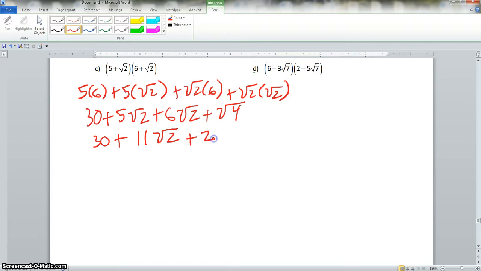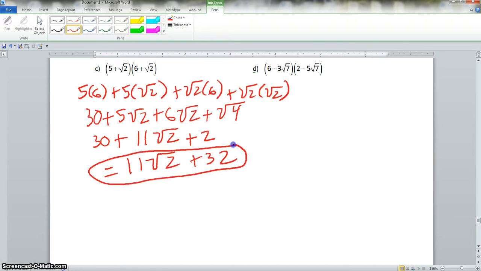Plus the square root of 4 is 2. So we have 11 square root 2 plus 32. And that is the final answer. Now we come over here to D. Now we do the same thing as we did for C.